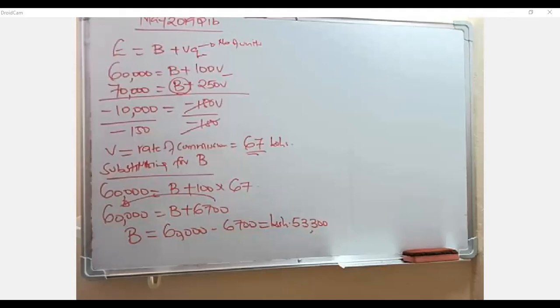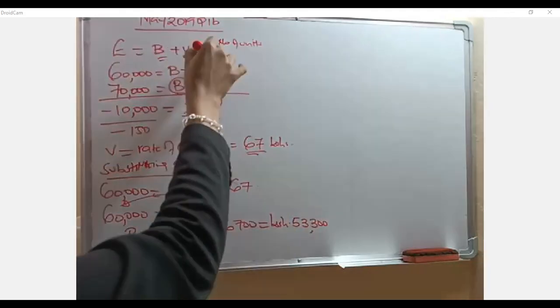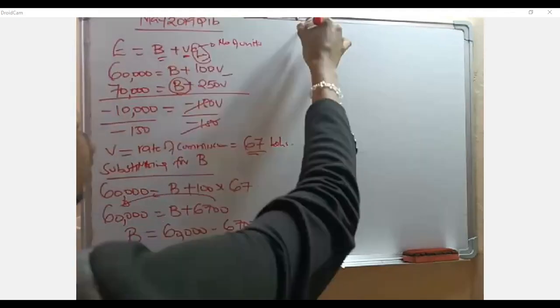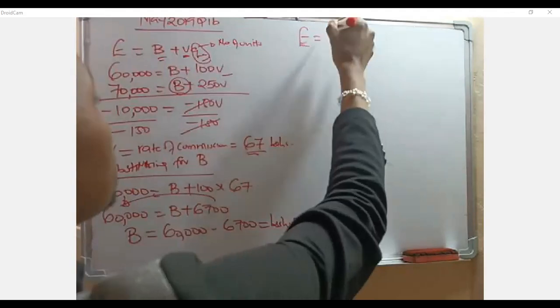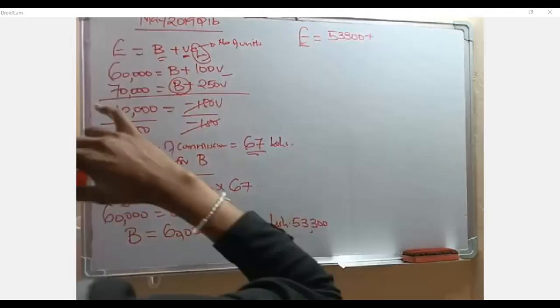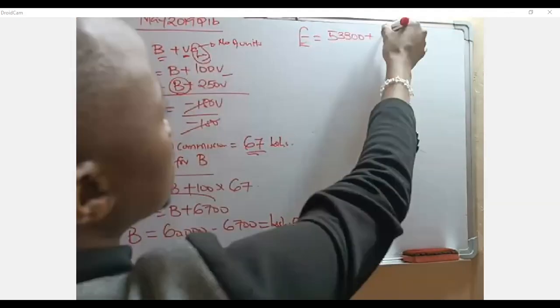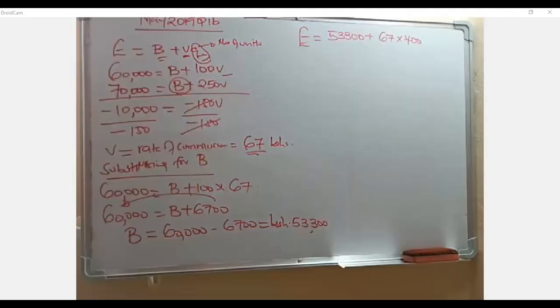But there is only one thing that the examiner is asking: the total earnings of the salesman in the month of April 2019. So it means in the month of April, the salesman was able to get, because already you have the basic salary and then you have the rate, the examiner has given you the quantity of 400. To get the total earnings now, right? Total earnings, I just need to say, let me take my basic salary, which is 53,300, plus what? The rate of commission you have gotten, 67, but you multiply by 400, the number of units that he was able to sell for the month of April.